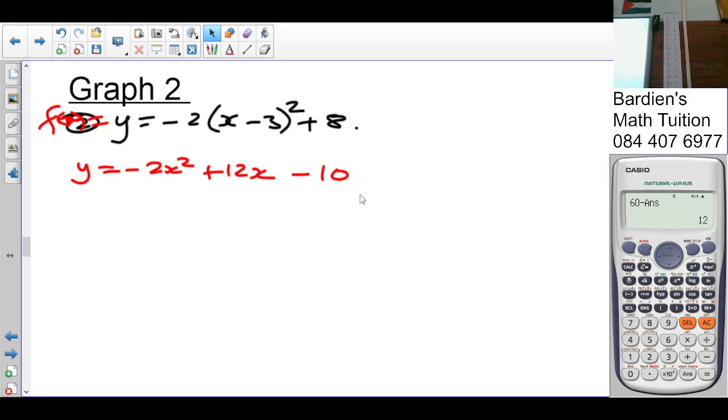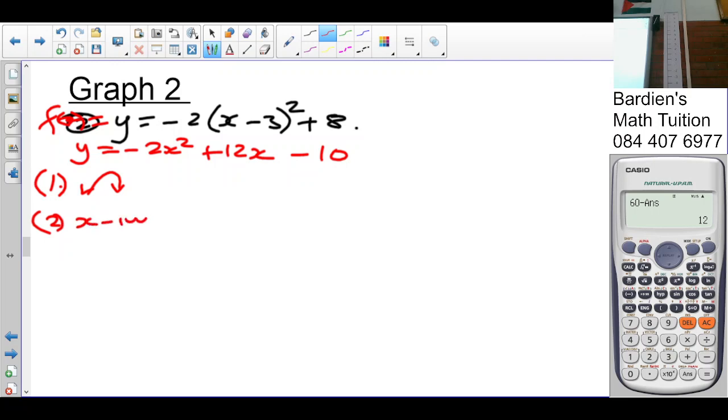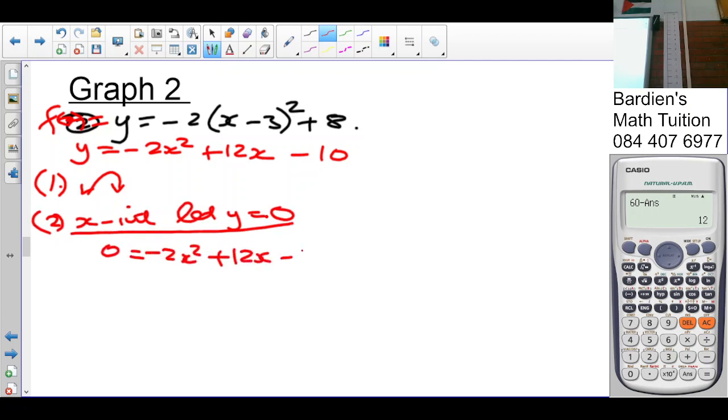Right, so first things first. Number one, the shape. Maximum, yes. Number two, x-intercept. We let y equal 0. So 0 equals negative 2x squared plus 12x minus 10. X works out to be 1 and 5.